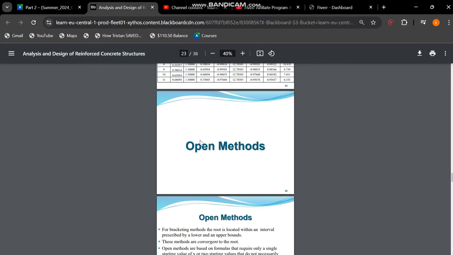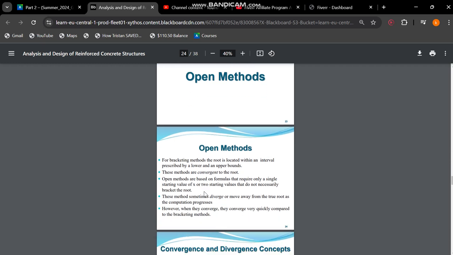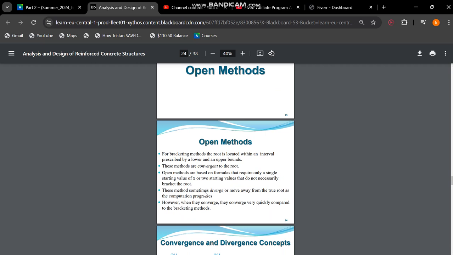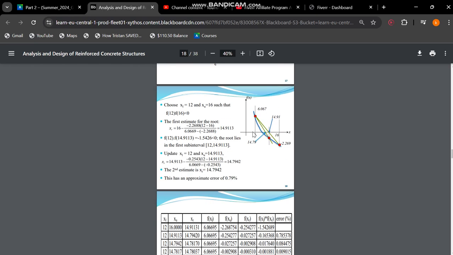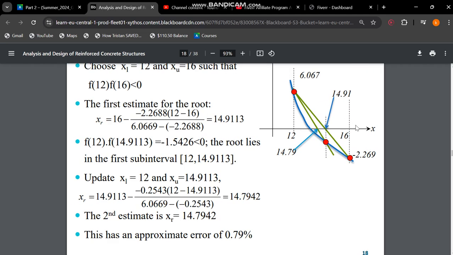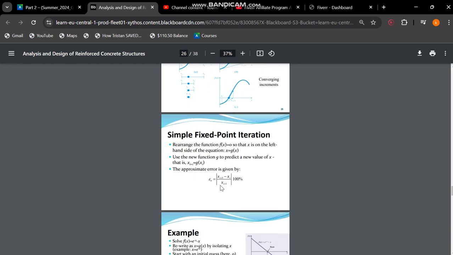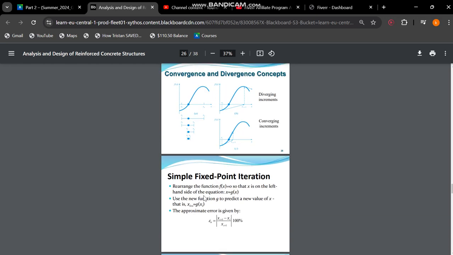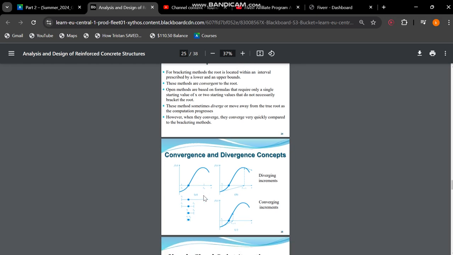So let's start. Open methods. The difference between open methods and bracketing methods is that open methods don't have a lower bound and an upper bound specified. They only use an initial value as a starting point. Very important. In the bracketing method, we had an upper bound and a lower bound, right? We had 12, 16, upper bound, lower bound. But when it comes to open methods, there are no bounds. You just give an estimate, an initial guess, and then it converges or diverges based on your guess.